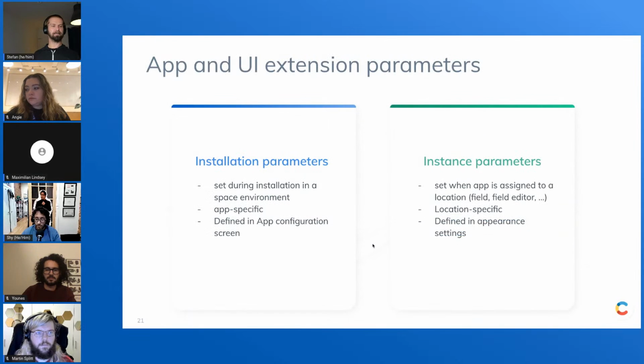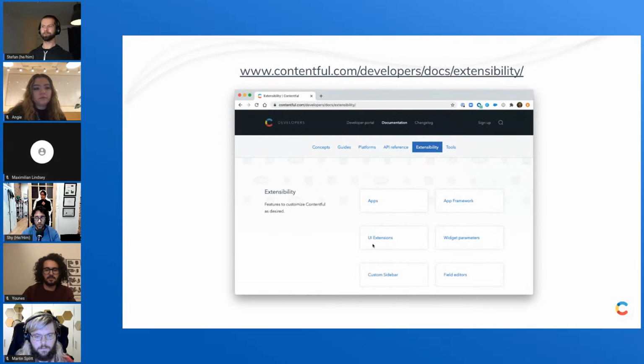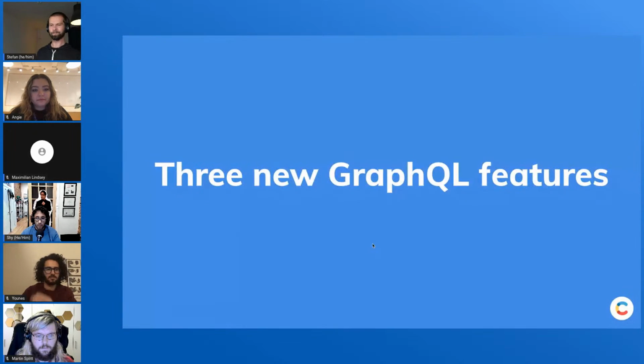So the thing that you can take away from that is, first of all, that we now have two different kinds of parameters. So we have installation parameters that you can set and control per app installation on a space environment. They are app specific. And then we have instance parameters, which you can use to set configurations for your app running in a specific location. If you want to learn more about Contentful's app framework, contentful.com/developers/docs/extensibility is the place to go here.